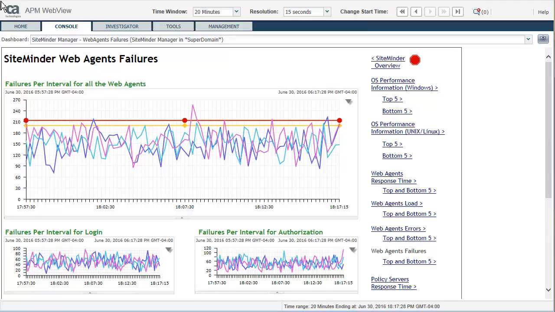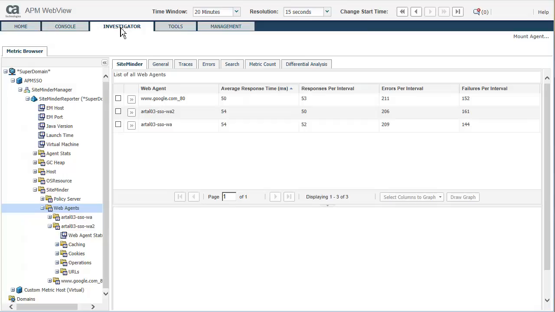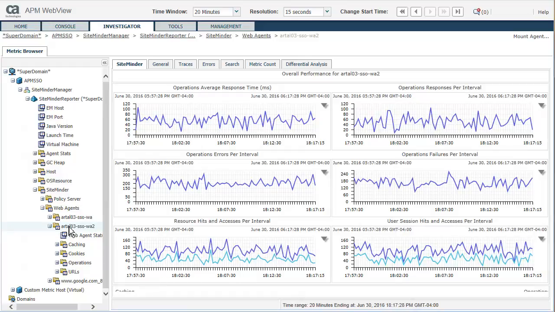he opens the investigator to analyze the web agent metrics in deeper detail for that time period. When looking at all of the web agents, James can get an overview of the metrics for each of the three web agents. An overview of operations, resource, and user session hits and access can be seen by selecting the specific web agent.